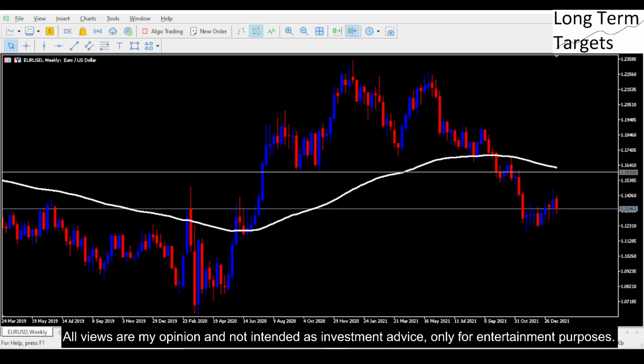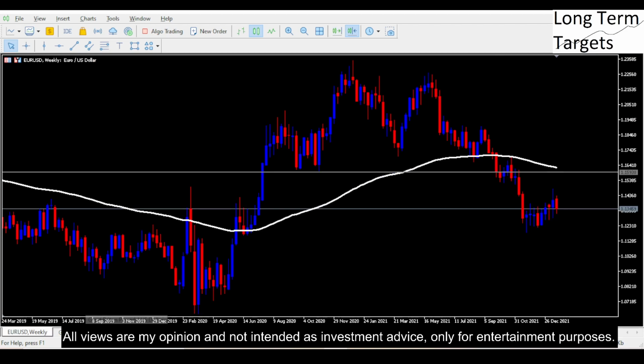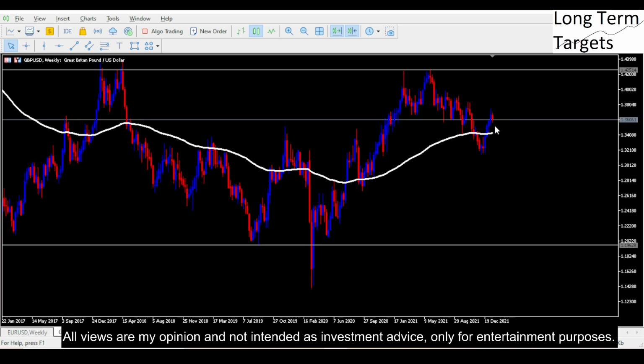If I'm looking at pound US dollar, it is doing more or less the opposite of the euro dollar. On my weekly, the euro dollar is below the moving average, and the pound dollar is above the moving average. So it's adding a bit of correlation: the US dollar is strong, and the pound and the euro are going in different directions, right?